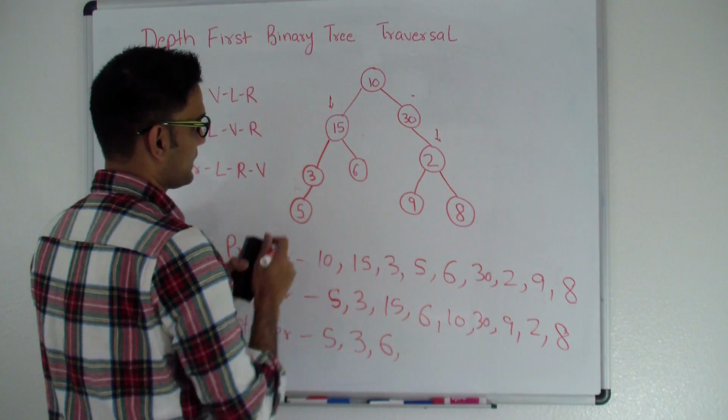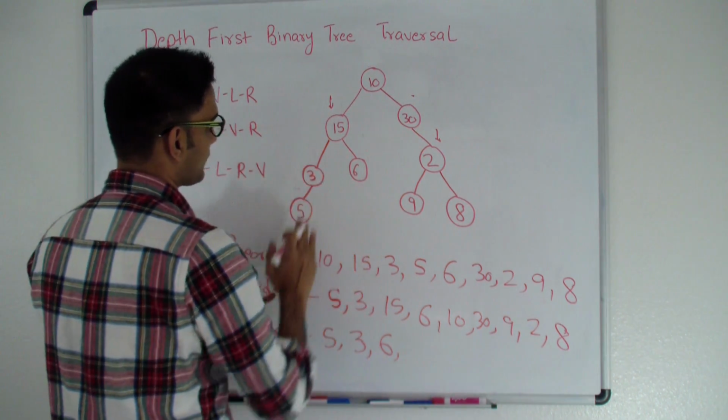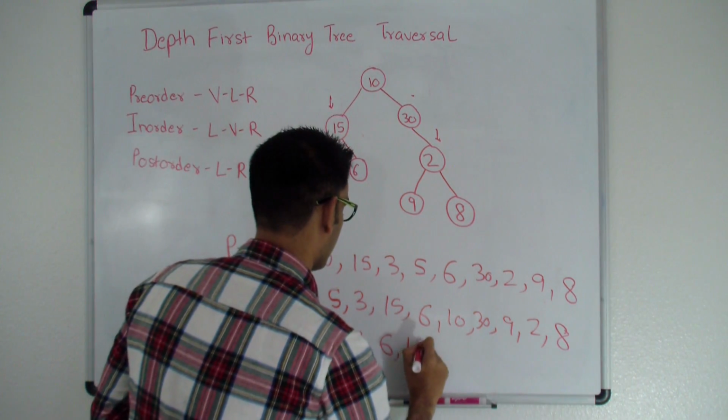Then I go back to 15, and now for 15, everything on the left is visited, everything on the right is visited, so I print 15.